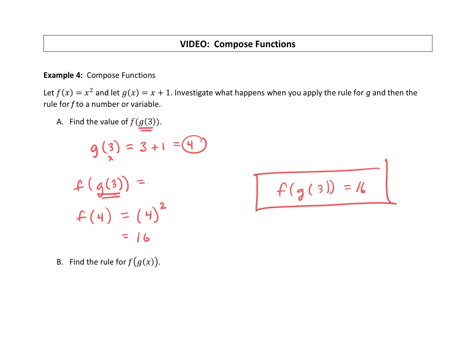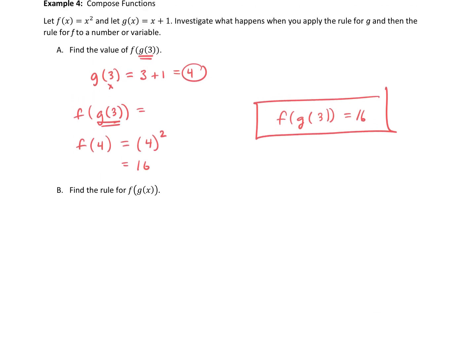All right, so now we can take a look at what if we're not evaluating for a specific value of x, but just for an x. So how would we define or write the rule for f of g of x? So we're going to follow the same process that we just did. Start on the inside with our g of x function. Well, they told us g of x is equal to x plus 1. So f of g of x is equal to f of our g function, which is x plus 1.